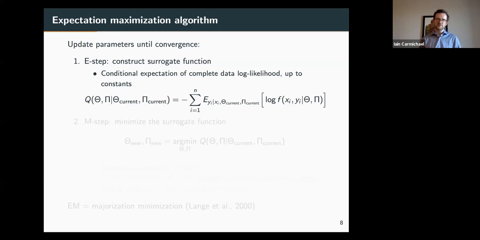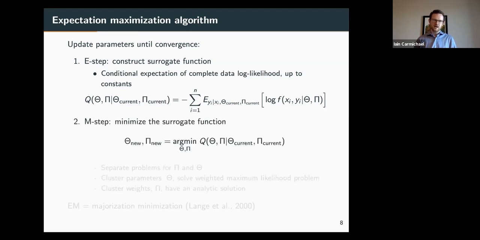EM is an iterative algorithm. We're going to update our parameters at every step in the following way. Given our current estimates of the parameters, we're going to construct a surrogate function. We're going to construct some function Q that's a function of pi and theta. This is done using the conditional expectation of the complete data log likelihood. Again, that's totally standard for mixture models. The Q that I wrote there is a surrogate function up to some uninteresting constants. And then in the second part of the update, we're going to minimize the surrogate function. So EM is of course a majorization minimization algorithm.